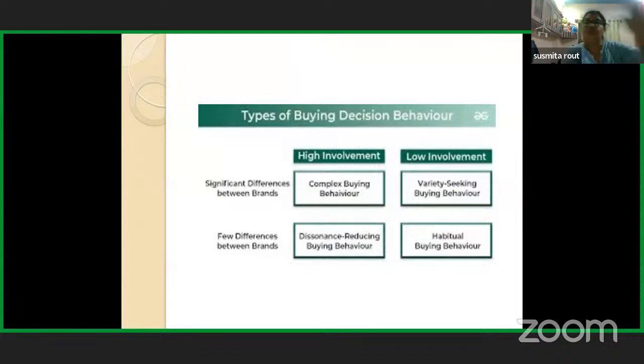Since we have many options in the city, this is a human tendency. We would always prefer to change our option and experience other brands available in the market. This is called variety seeking buying behavior.